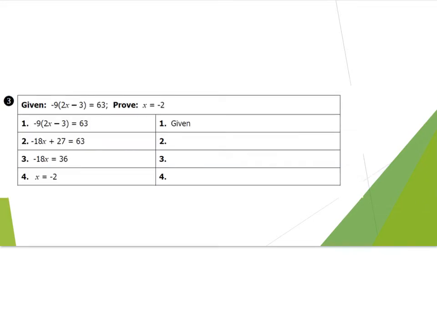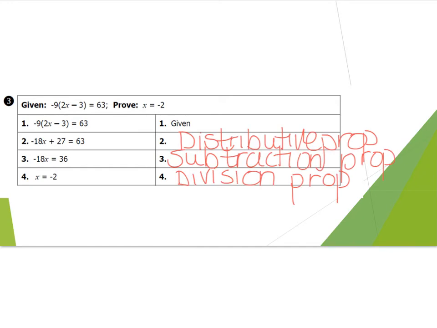Let's see if you can push pause and you try this one on your own. And once you've tried it, hit play and follow through the steps. Okay, let's take a look and see what's going on.